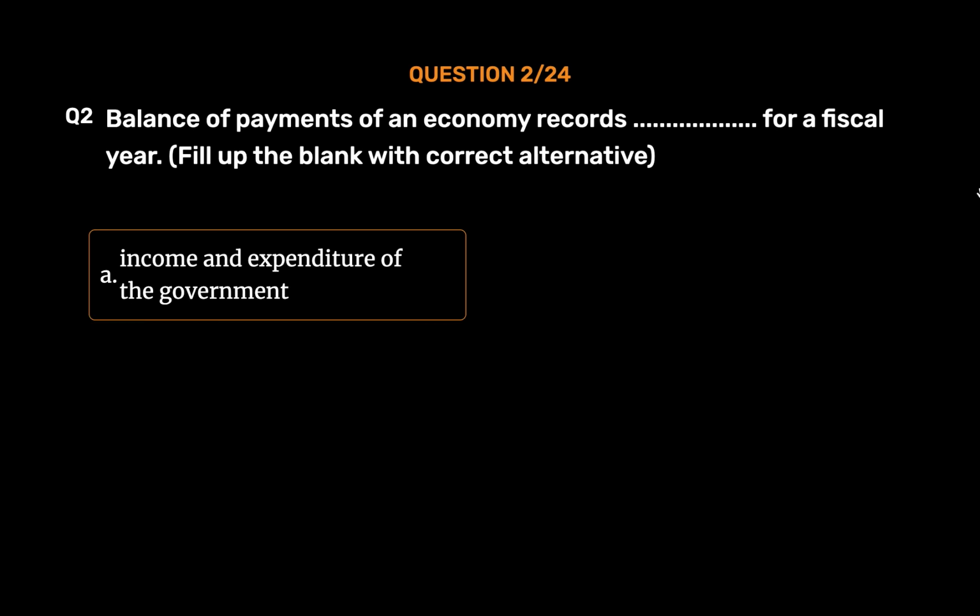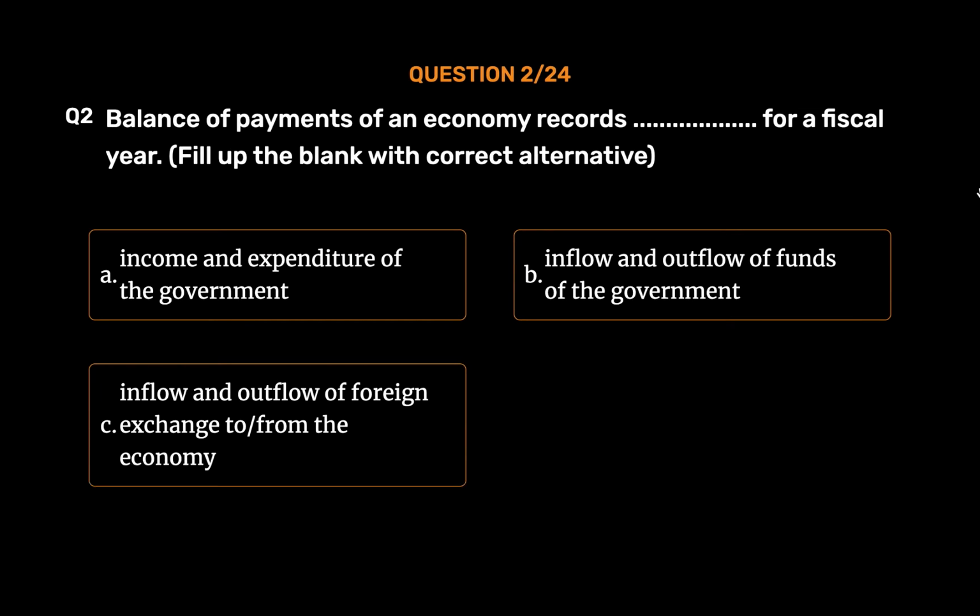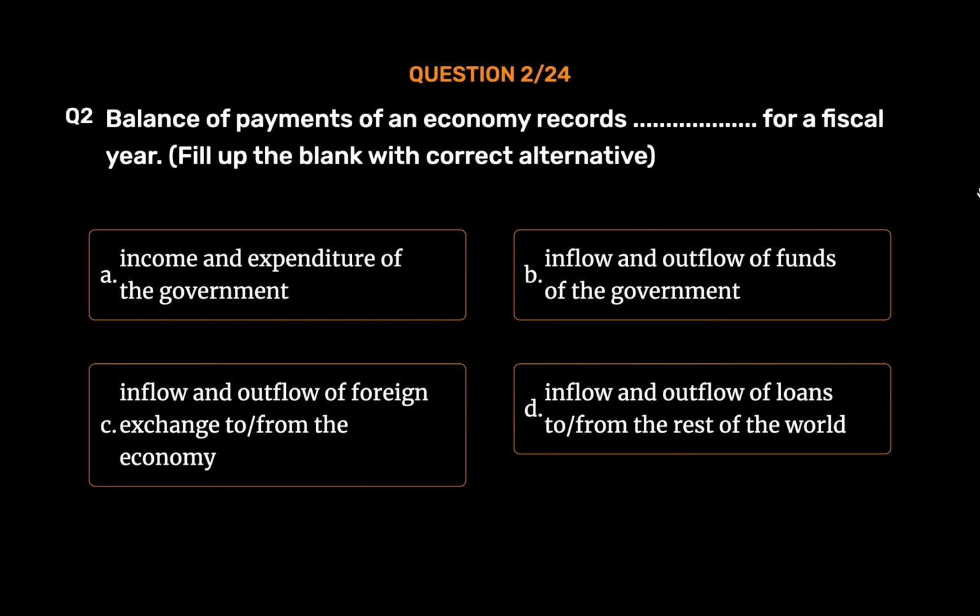Option A. Income and expenditure of the government. Option B. Inflow and outflow of funds of the government. Option C. Inflow and outflow of foreign exchange to/from the economy. Option D. Inflow and outflow of loans to/from the rest of the world. The correct answer is Option C. Inflow and outflow of foreign exchange to/from the economy.